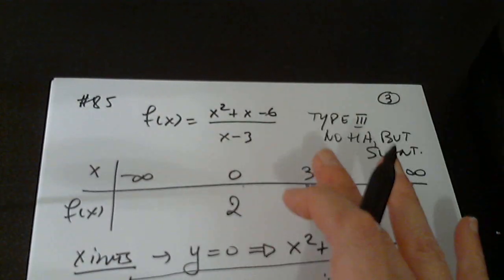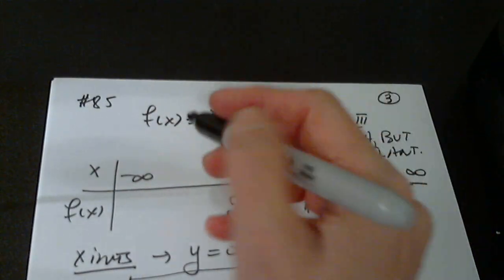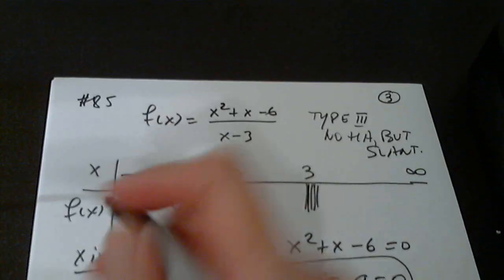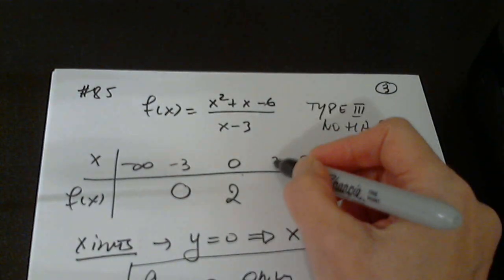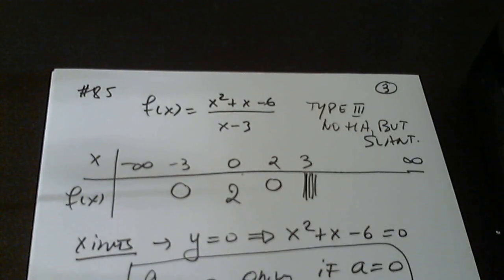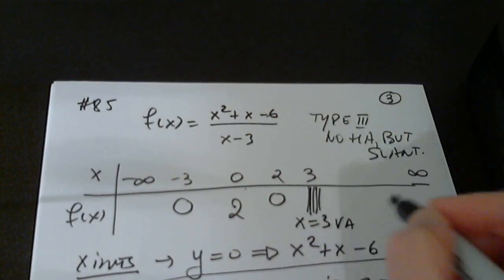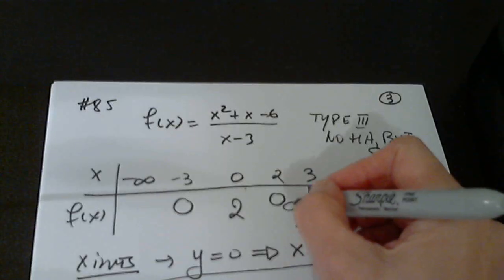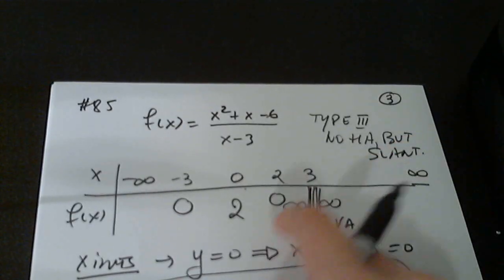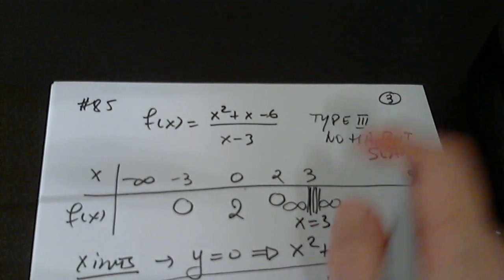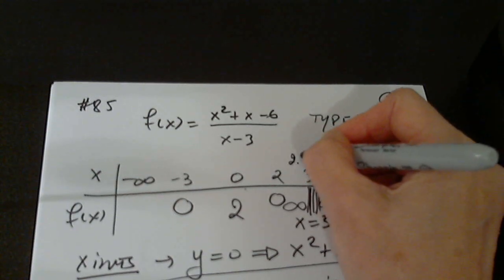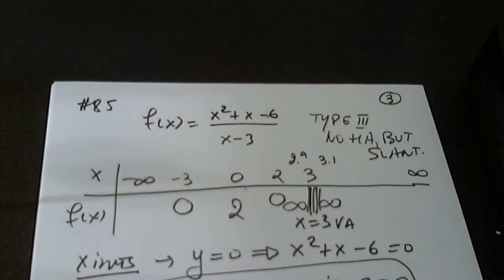Awesome. Careful where you put them. Negative 3, 2. X equals 3. There is no discussion. This is a VA. There is no discussion about this, but I don't know the signs. So with 2.9 and with 3.1.